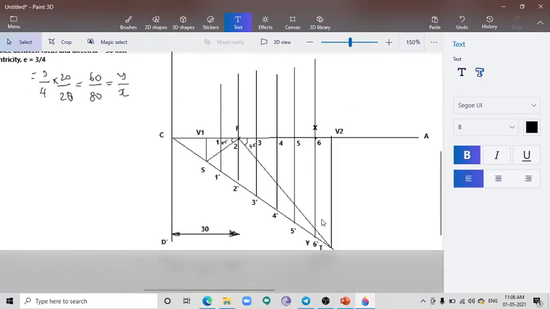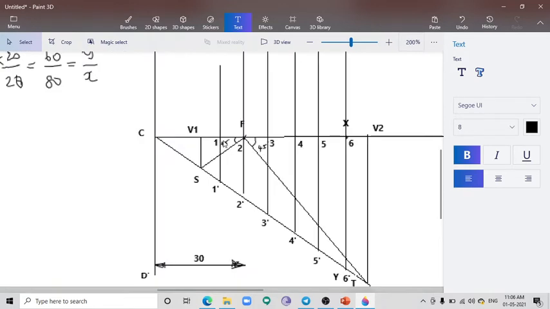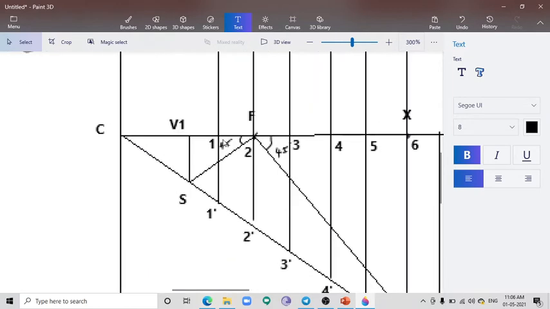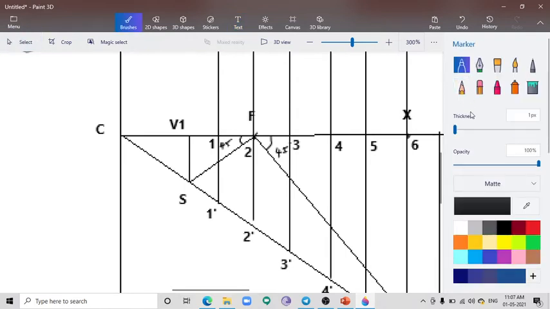So after this we have to identify the path to be traced by our ellipse. For that we have to measure the distance between 1 and 1 dash, which means the distance between this point and this point, and with the focus point as center, we have to cut two arcs, one above the reference line and one below the reference line, on the line 1 1 dash.